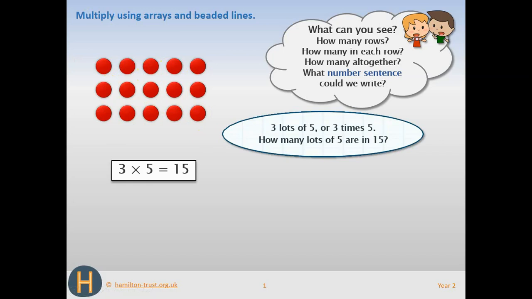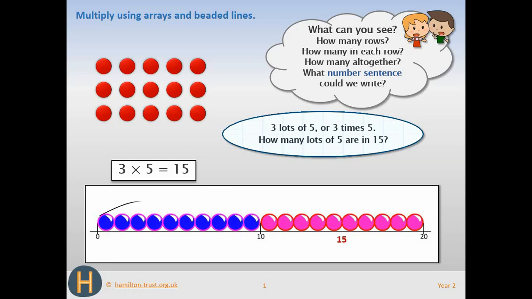So exactly what we've done in class previously, and it links to our number families. See that on the beaded line. So here they're doing it on a number line. They've done 3 lots of 5: 1, 2, 3, 4, 5, 1, 2, 3, 4, 5, 1, 2, 3, 4, 5.